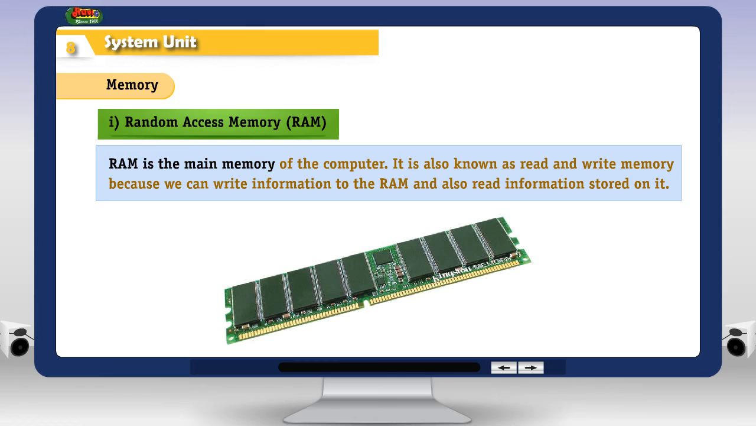RAM is the main memory of the computer. It is also known as read and write memory because we can write information to the RAM and also read information stored on it.